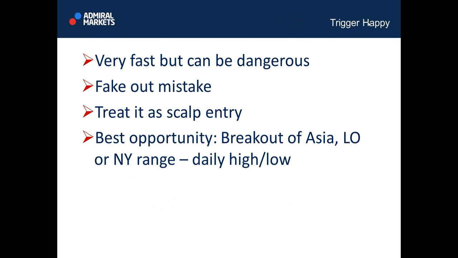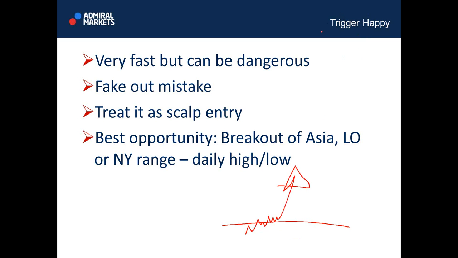So, to resume, trigger happy: very fast, but can be dangerous. Why am I saying very fast? Because if they go in your direction, they will give you the quickest pips ever. Those trades can last a couple of seconds. If you experience a trigger happy trade on big momentum, wow, you can make a whole lot of pips in mere seconds. The fastest way to make pips is definitely trigger happy.